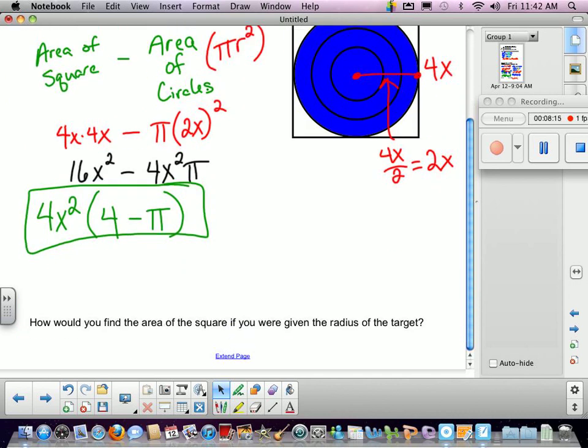And for class on Monday, be ready to answer the question at the bottom. How would you find the area of the square if you were given the radius of the target? And that wraps up our lesson on factoring out the greatest common factor.